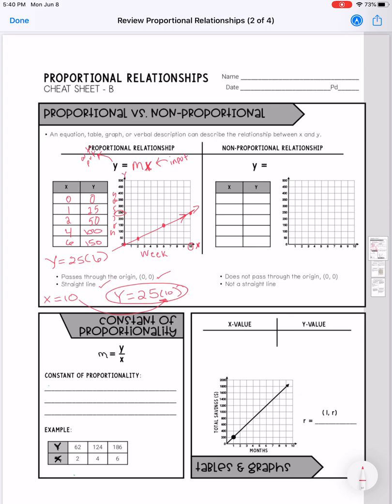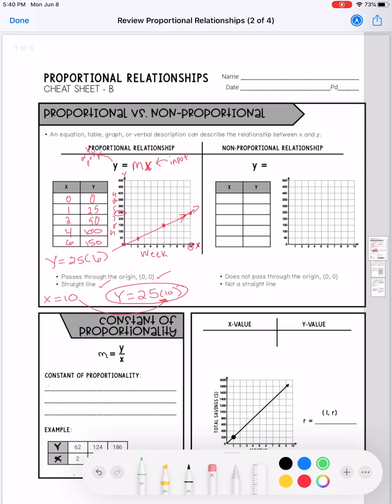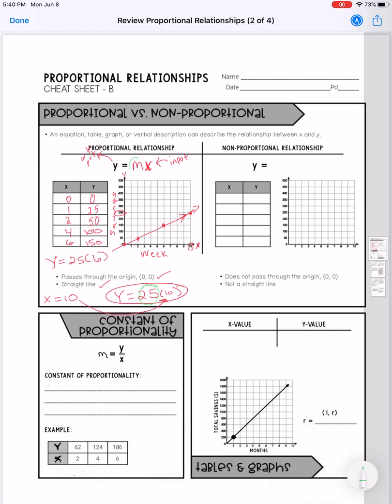So let's talk about this number here. This 25, or this M. That is called the constant of proportionality, or simply the unit rate. And some of you guys know it's also called slope. So you'll use this word a lot in 8th grade, but we'll call it the unit rate for now. You know that if we divide the output by the input, so $25 was the output after 1 week, we would find out how much you make per week.